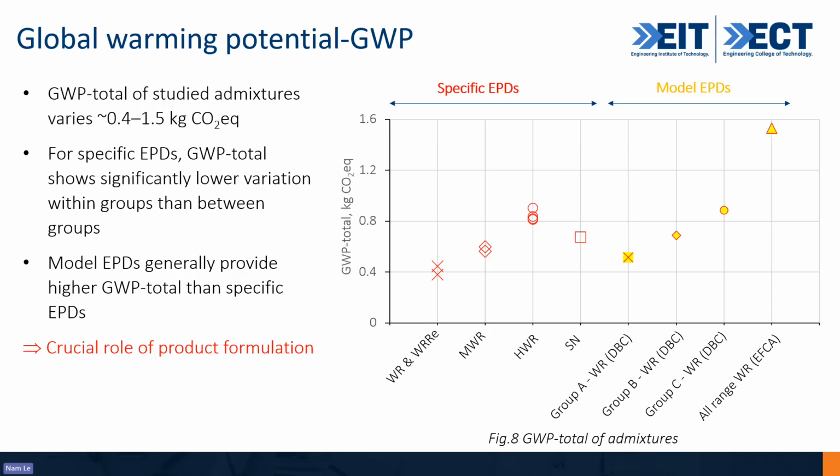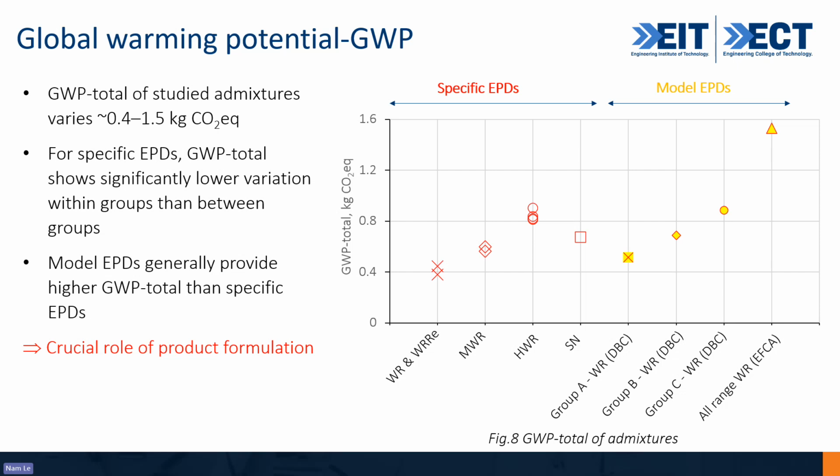And here we only analyze the results for the global warming potential, which is what I often mentioned before: how many kg of CO2 are relevant to 1 kg of product. As you can see here, the red dot or red symbol is for the admixtures with specific EPDs published by Sika Australia. We have WR and WRRE, meaning the low range water reducing admixtures, and MWR here is the middle range.